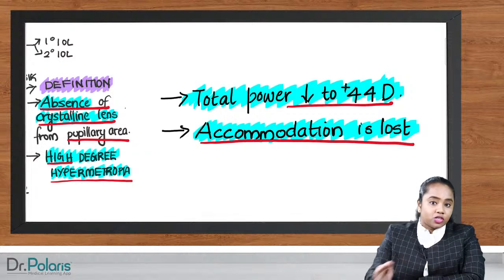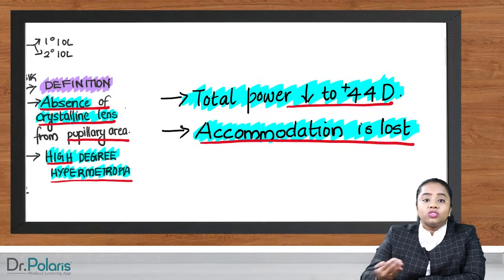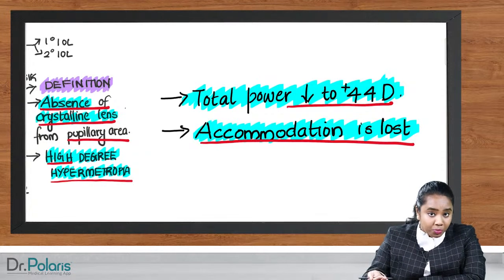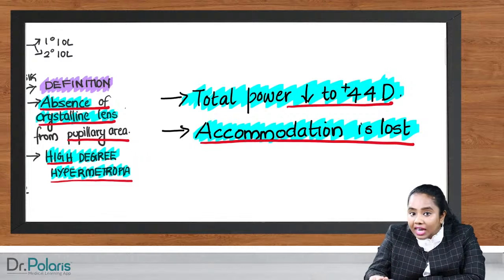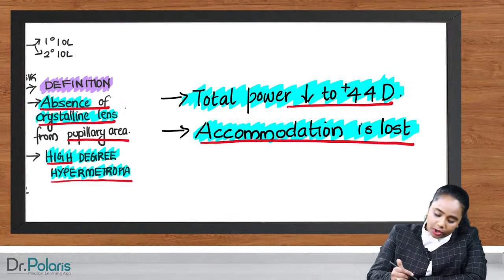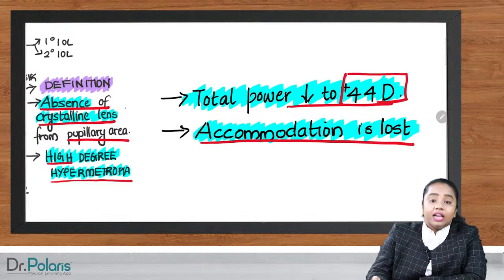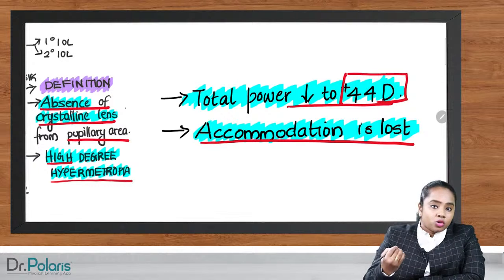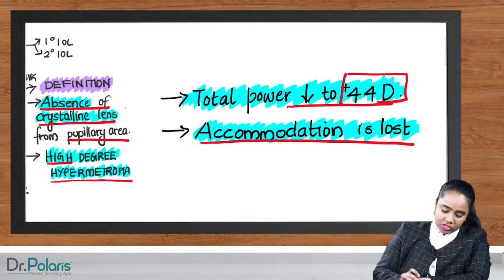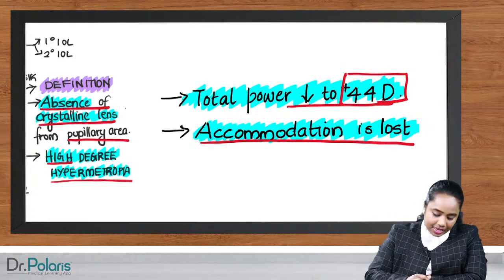So it is going to be an absence of the crystalline lens, to be more precise, from the pupillary area. It is going to result in a high degree hypermetropia in the patient, and the total power of the eye is going to reduce from 60 diopters to 44 diopters. Remember the number 44 diopters. Now the ability to accommodate is also lost in these patients. So by definition, these are the four important points that you should write in the first segment.